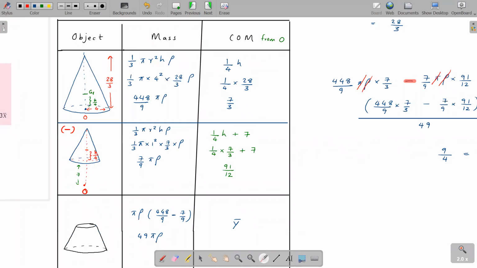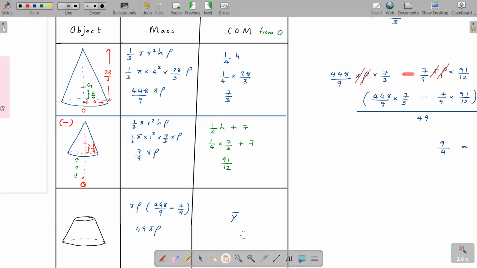The other thing is, I am supposed to give the distance starting from O, and that's why I'm adding an extra 7. Can you see we add this extra 7 because we are measuring the distance from O. So 1 over 4 into 7 over 3 plus that 7, and you can see I'm getting the distance as 91 over 12. Right, guys? Can you understand? You have to measure the center of mass distance starting from O.